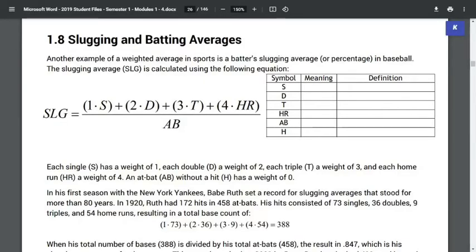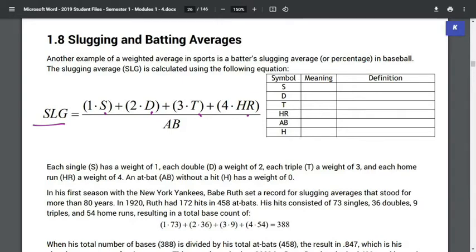Okay, so today we are going to look at slugging and batting averages. Before we get too deep into this lesson, what's going to be really important is that we understand the terminology that goes on. Obviously with slugging and batting, we're talking about baseball. But it's important to understand what all of these letters mean in this formula. That'll help us out a lot.